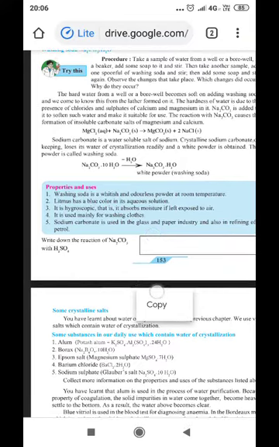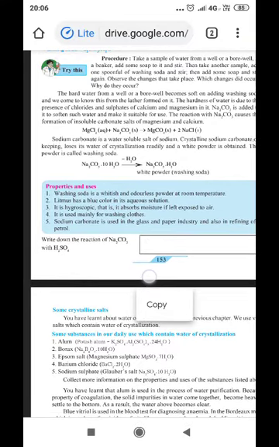Sodium carbonate is a water soluble salt of sodium. Crystalline sodium carbonate, on keeping, loses its water of crystallization and a white powder is formed. This powder is called washing soda. Sodium carbonate with 10 molecules of water on heating gives sodium carbonate with 1 molecule of water, which is called white powder or washing soda.